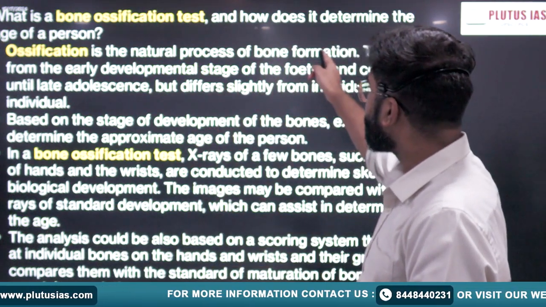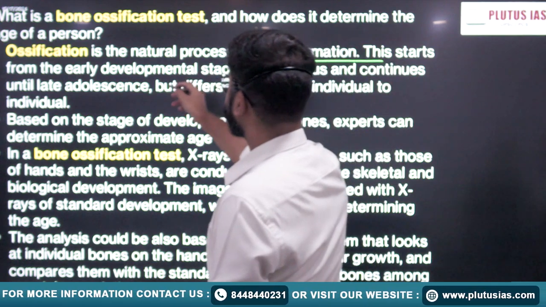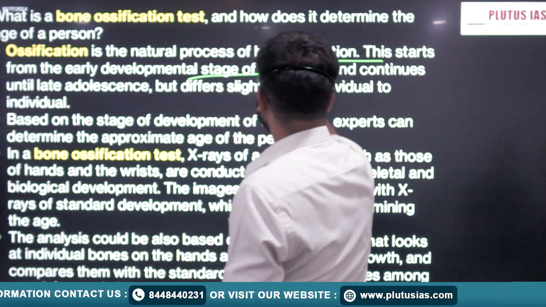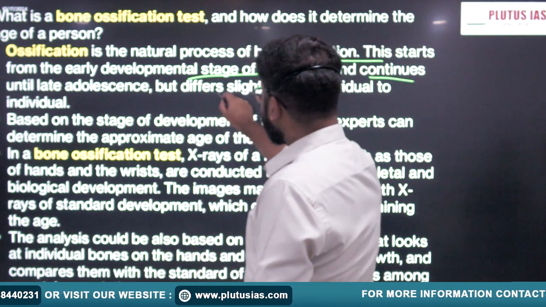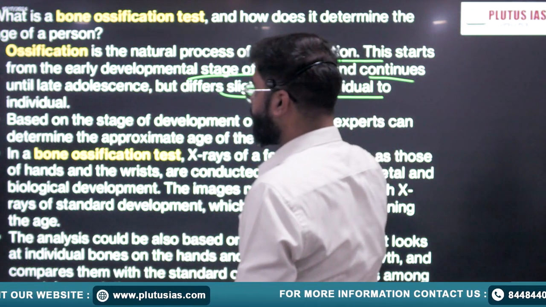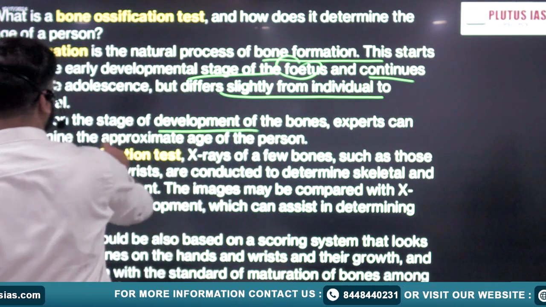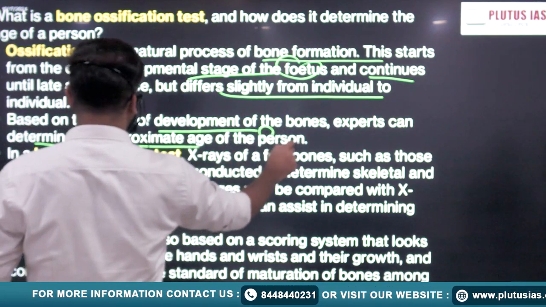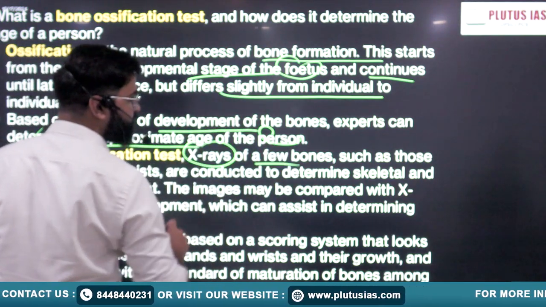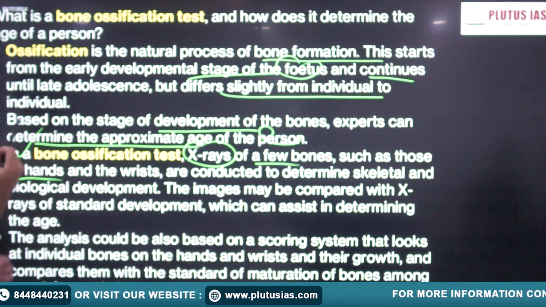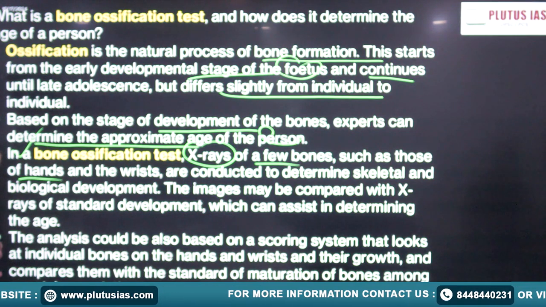So what is bone ossification? It is the natural process of bone formation. It starts from the early developmental stage of the fetus and continues until adolescence. It differs slightly from individual to individual. Based on the stage of development of the bones, experts can determine the approximate age of the person. The bone ossification test involves X-rays of a few bones, such as those of the hand, like the wrist bone.